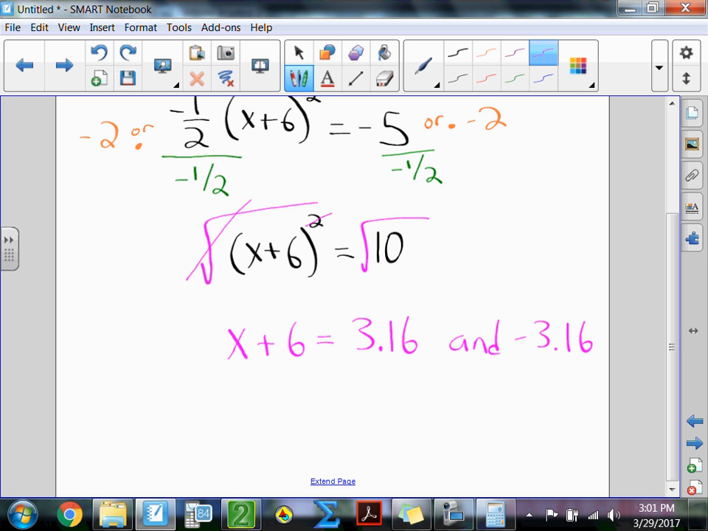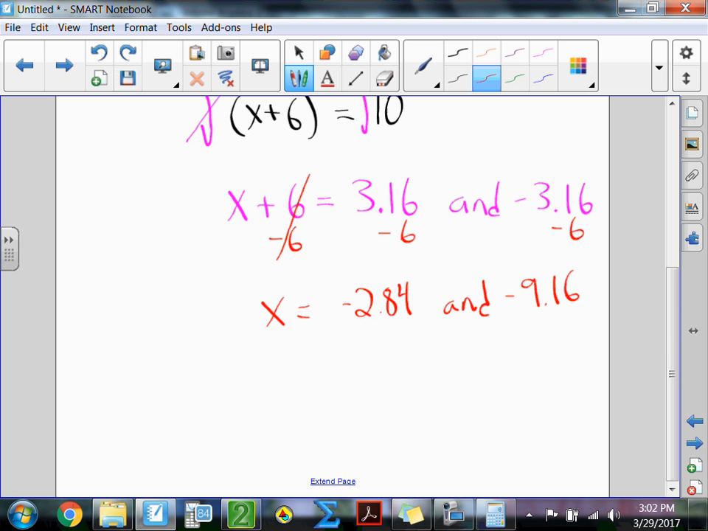Now in the previous problems, that was it. But on the previous problems, I also had x by itself. So the very last thing I need to do is subtract 6 to get just an x on this side. But I also have to subtract 6 from both of my answers, because those are both answers. So 3.16 minus 6 is negative 2.84. And negative 3.16 minus 6 is negative 9.16. So those are my two answers.